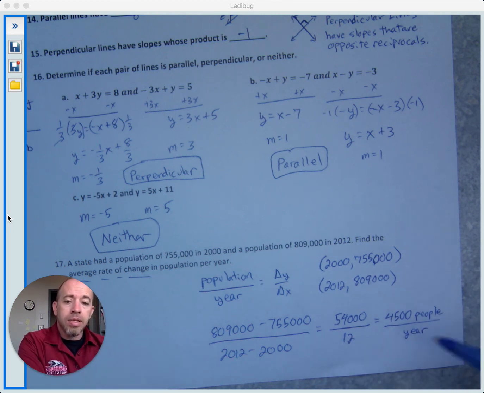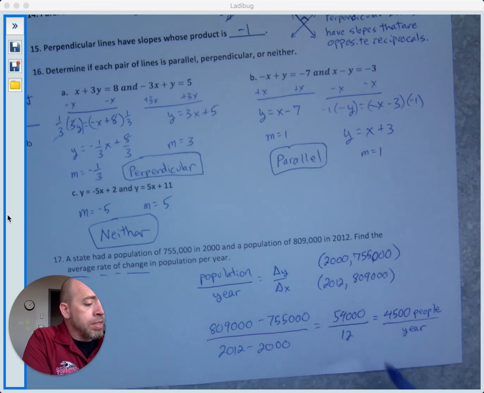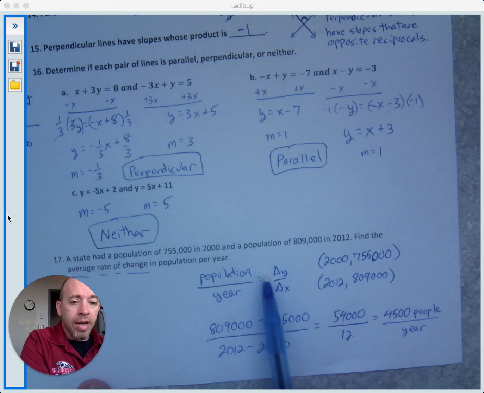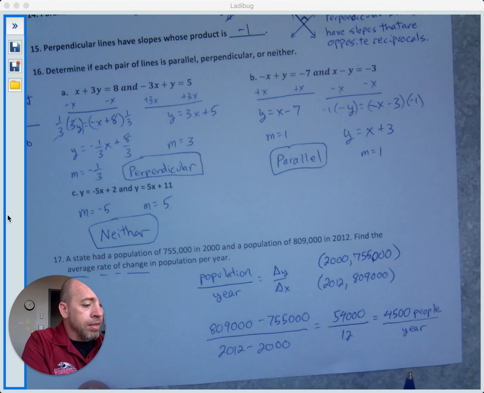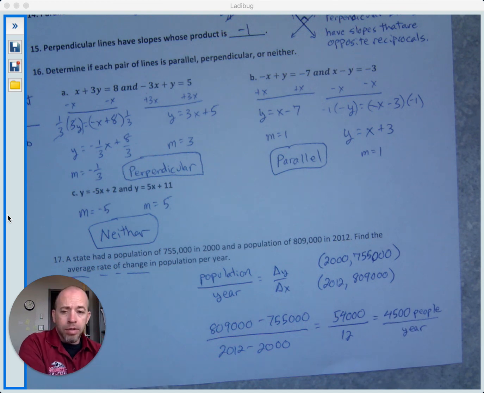So what this tells us, if we want to interpret the slope, is that this state, its population is increasing at a rate of 4,500 people per year on average. And that's what we call it, an average rate of change. So population increasing, 4,500 people per year. All right, so that's a little application of slope, and we'll stop this video here and go on to the next one.